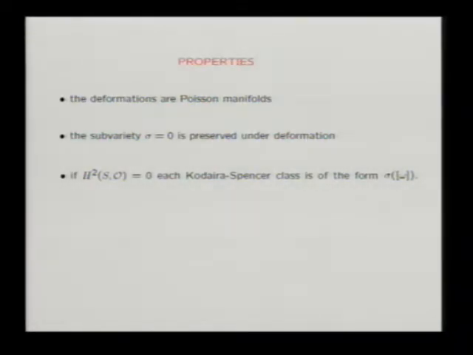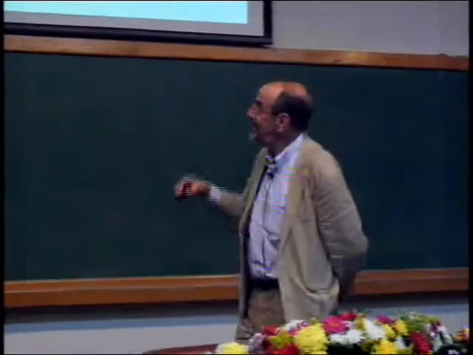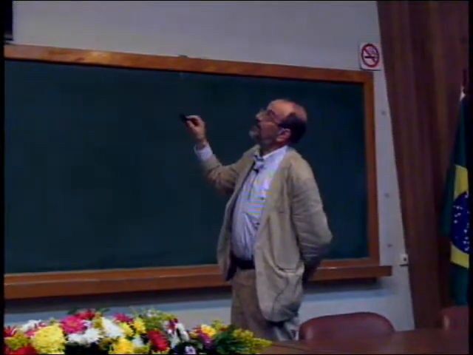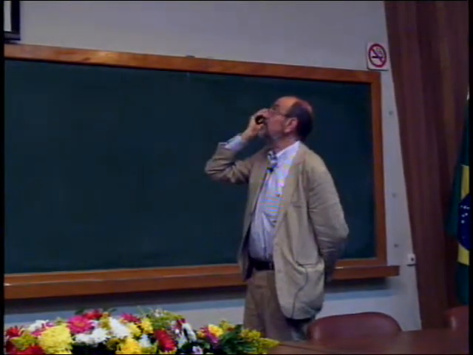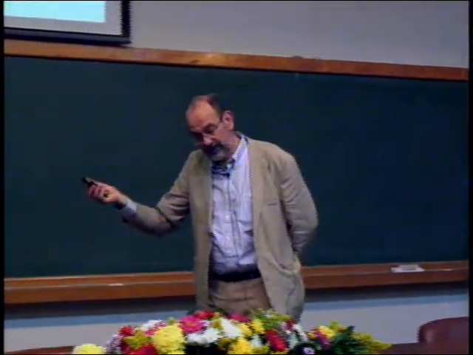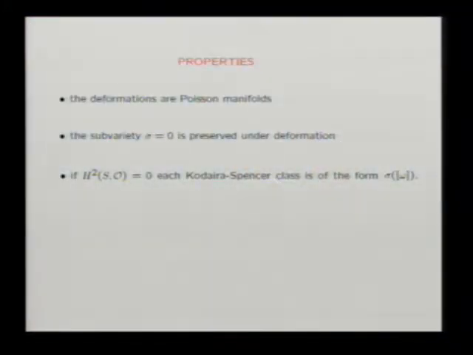So first of all, you find that all of these deformations are actually themselves Poisson manifolds. So there's a very natural way of using the original Poisson structure and the new complex structure, after you've done this deformation, to define a new Poisson structure. So each one has a new complex structure, and it has a new Poisson structure. Also, if you look at the places where the Poisson structure vanishes, then that stays the same.